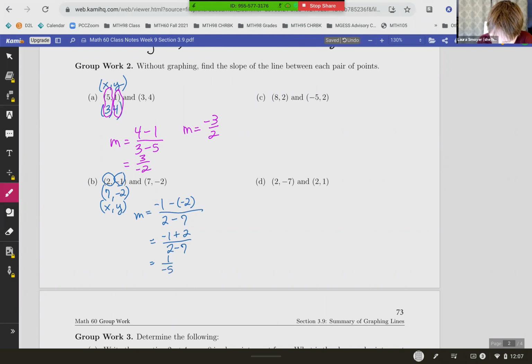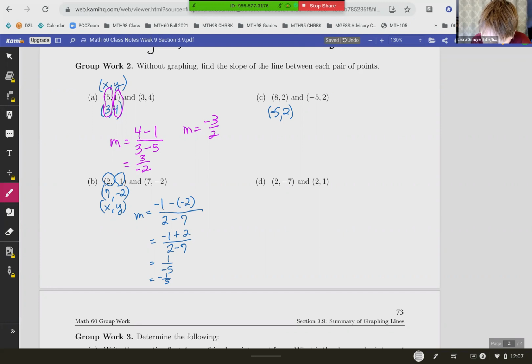And again, I need to rewrite that as -1/5 so that it is in simplified form. Lots of positives and negatives to keep track of here. It can be easy to get turned around. It's really great practice for our addition and subtraction of integer values.